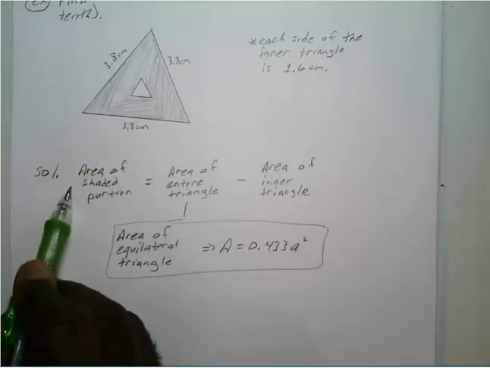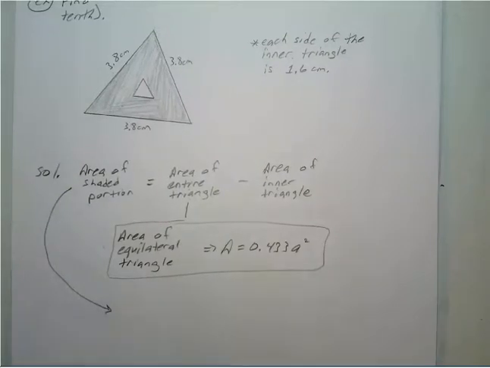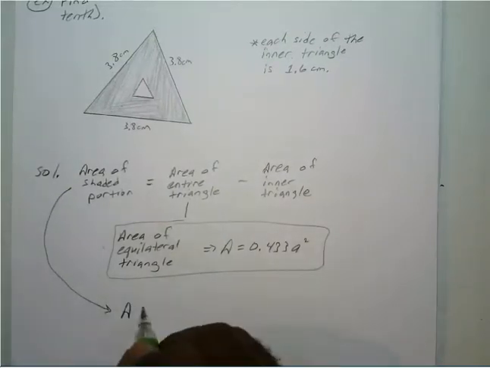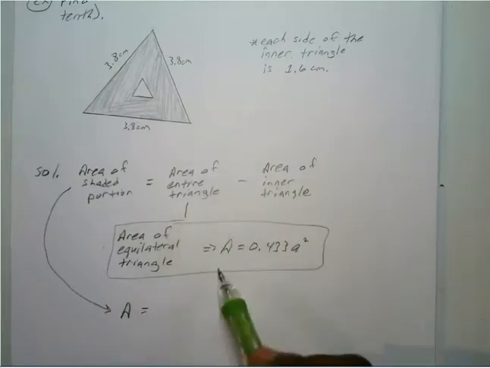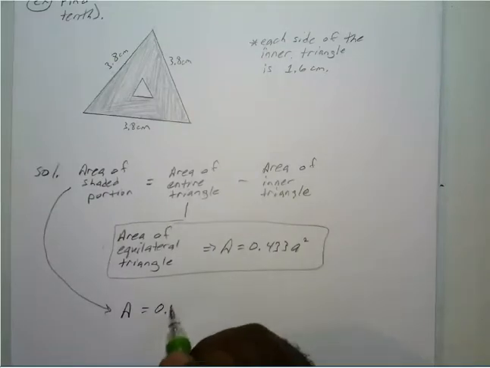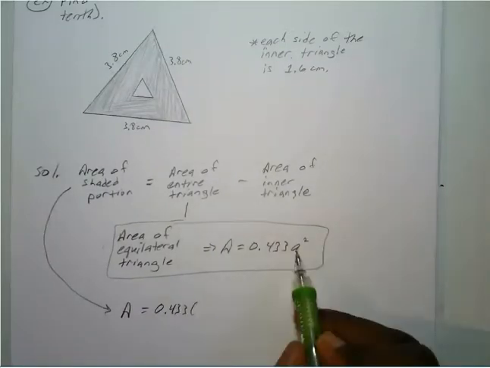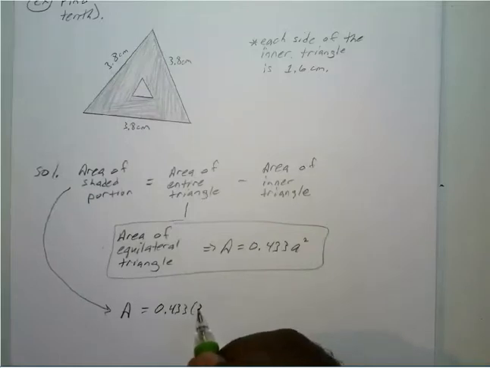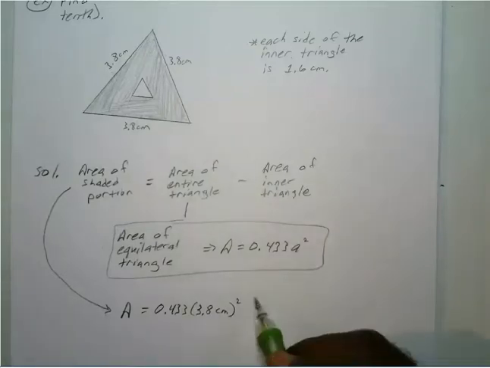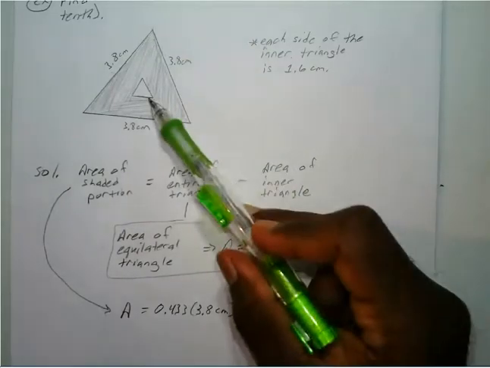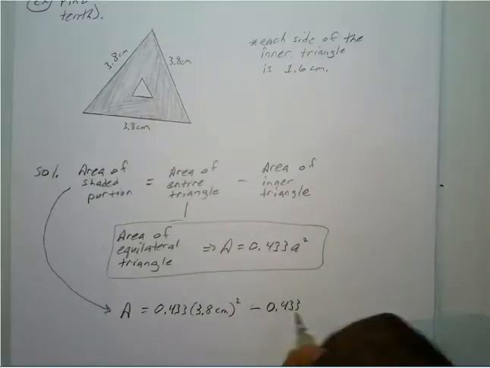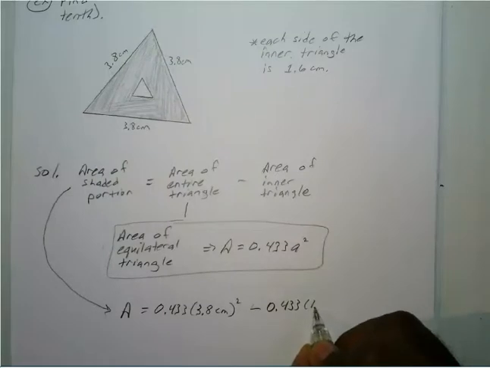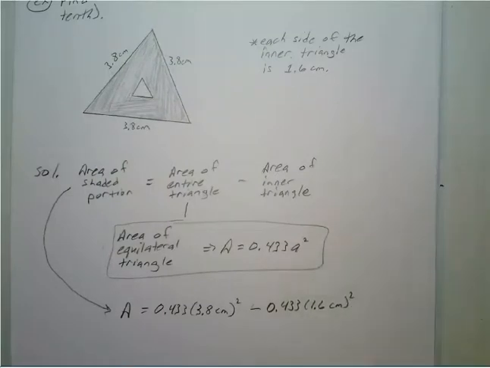Okay, so now going from up here, I'm just going to bring that down here. The area of the shaded portion is going to equal the area of the entire triangle. Remember that's an equilateral triangle, so it's 0.433 times a squared. In this case, it's 3.8 centimeters squared. Minus the area of the inner triangle, which is 1.6 on each side. So that's minus 0.433 times 1.6 centimeters squared.